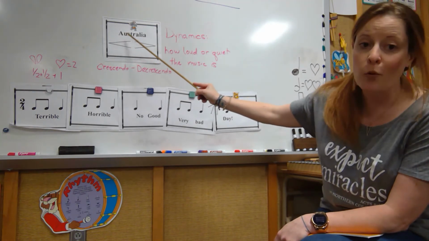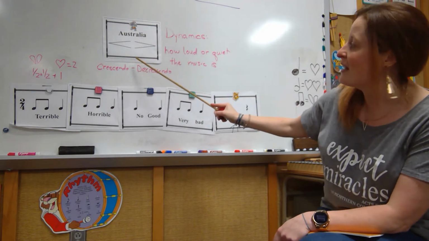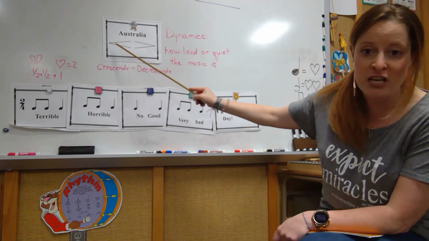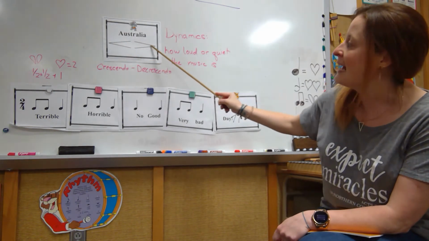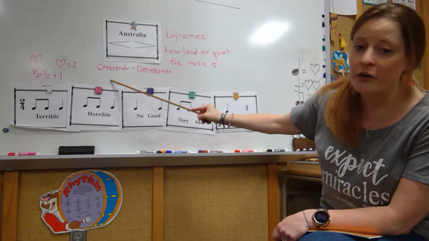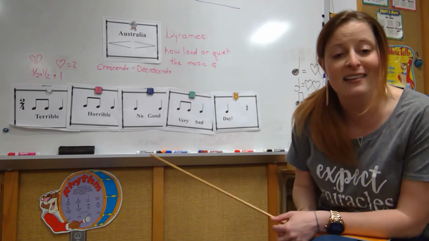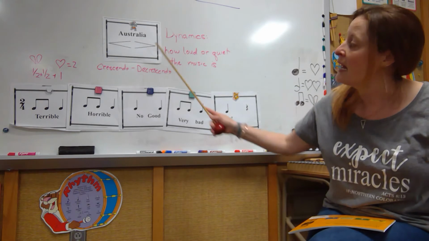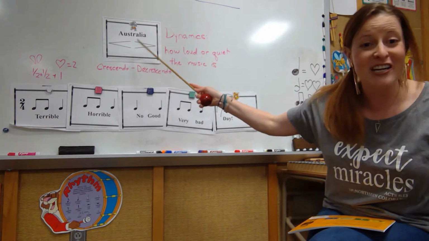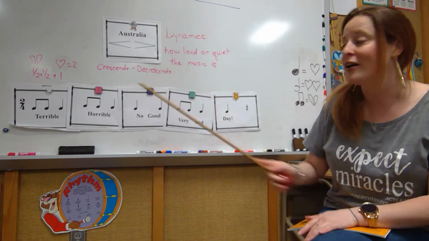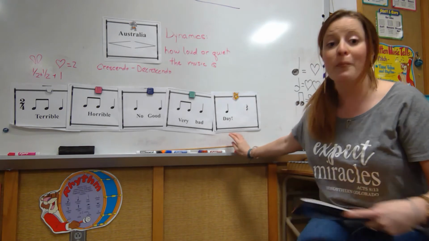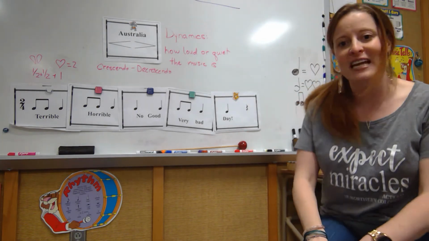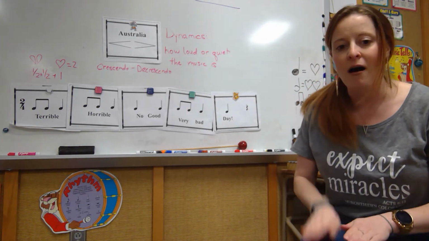We have the word Australia, and for that Australia we'll have a crescendo at the beginning and a decrescendo. A crescendo means you gradually get louder. So you're going to start pianissimo and you're going to get louder and louder and louder. And then when you decrescendo, you start loud and you gradually get quieter.